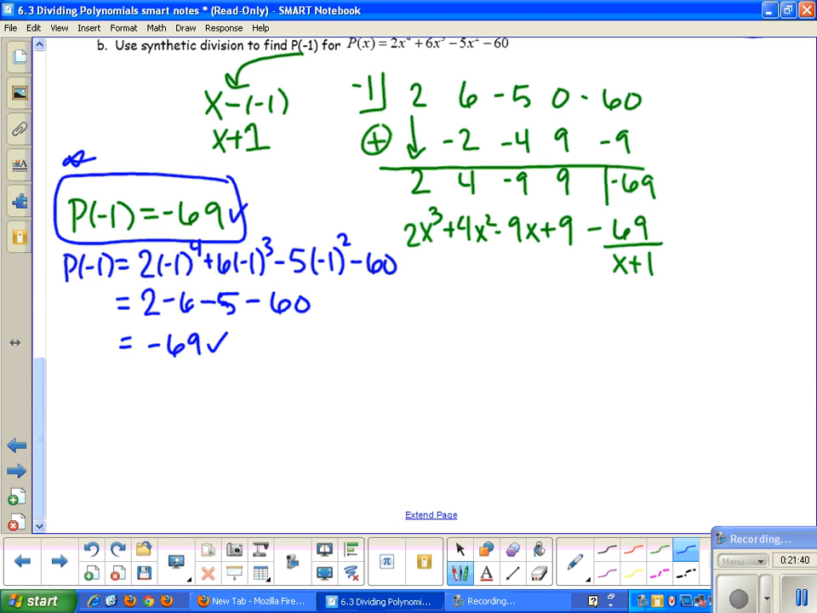So now it's pretty cool because, again, we have a way to check our synthetic or long division. An easier way to do this would be to plug this equation into your y equals and then just look at your table in order to get these values.